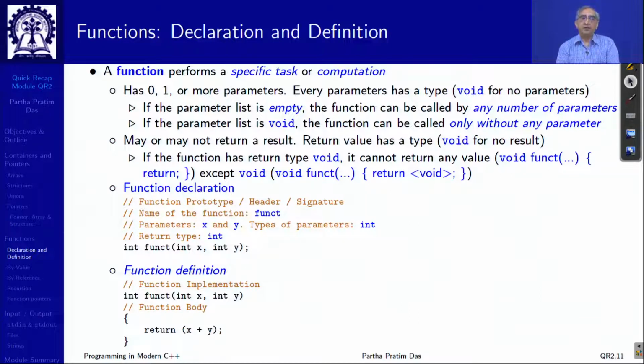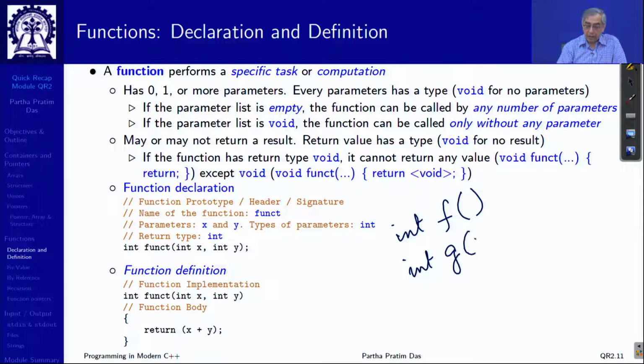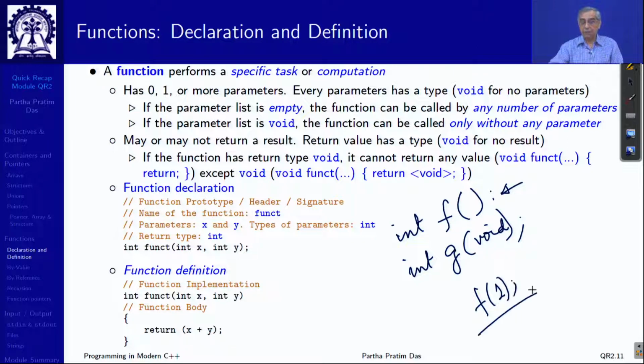The subtle difference is in the parameter list being empty. Say you have int f() and int f(void), these are the two signatures. If the parameter list is empty, then in C you can actually call this function with any number of parameters; you can call it as f(1), it is okay.